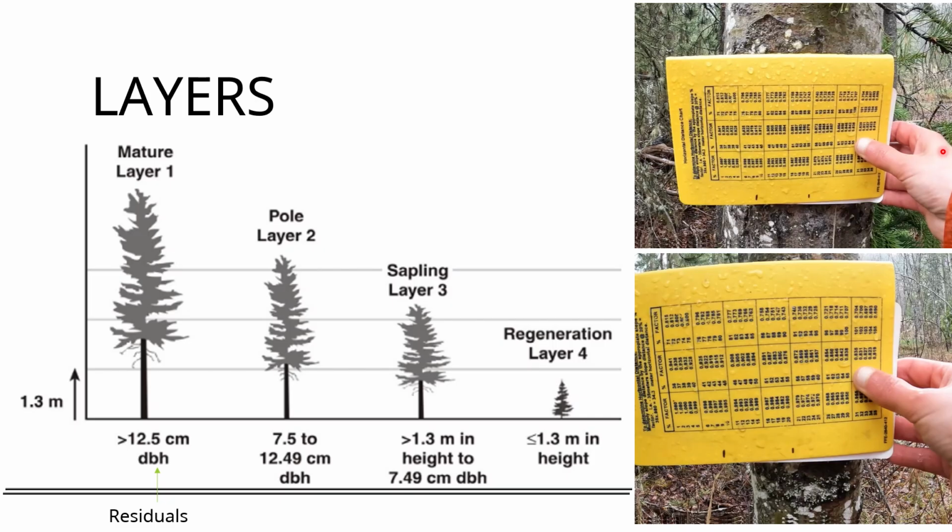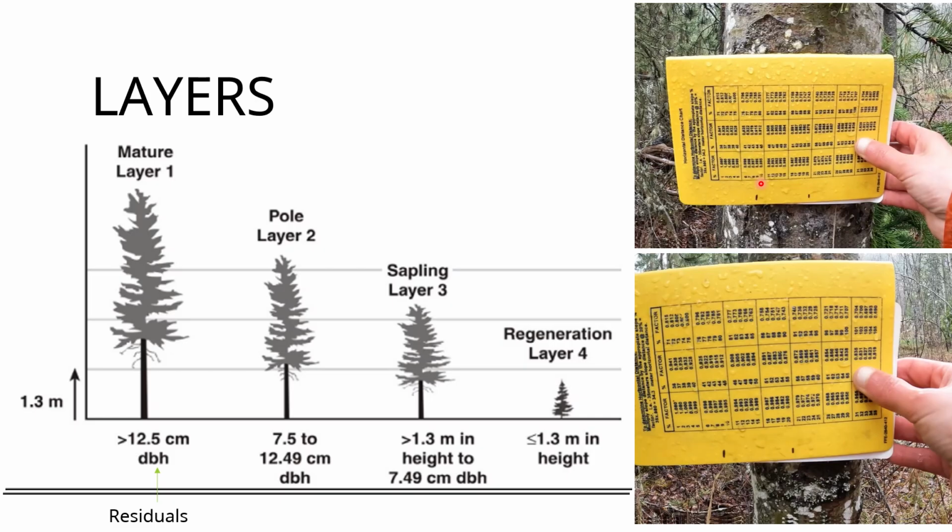So if you only need to tell the layer 1 trees apart from everything else, you can speed up your assessment by marking 12.5 centimeters on your field notebook. Then you'll have a quick way to gauge DBH. You will only need to pull out your DBH tape for ones that are close to that line.